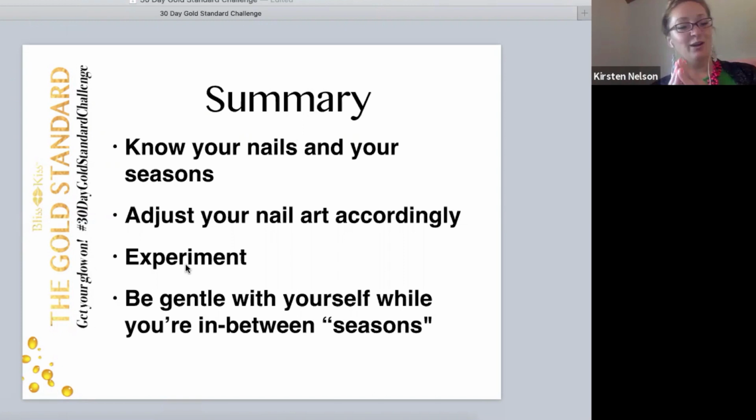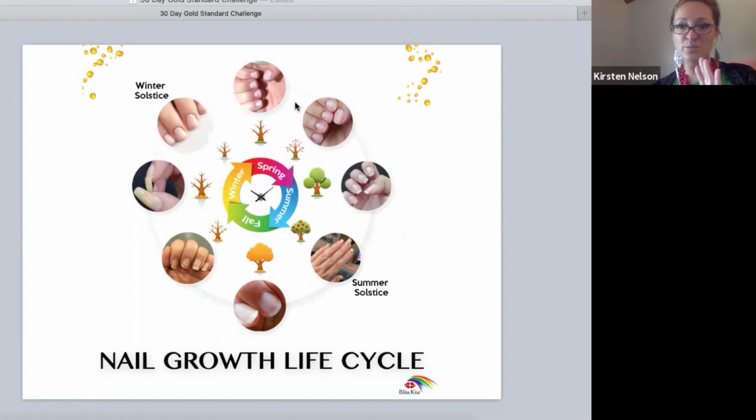Yes, it's true. And most importantly, be gentle with yourself when you're in between seasons. We have these images right here, but there are all of the in-between phases, on a day-to-day basis. 30 days make up a month. It's like little ticks of minutes make the 5 minutes, make all of the stuff. So just be like, you know what?